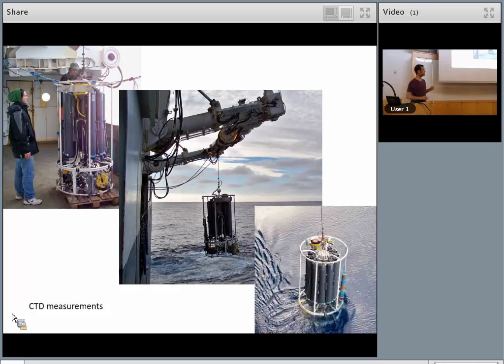But that's the very basic way to do it, and it's by far the most accurate, because then, of course, you can have full control on the data quality, and you can also do water sampling, so you can really do the measurements in the best possible way.